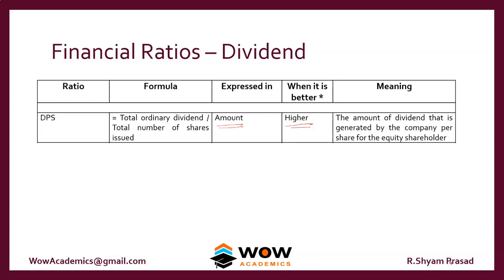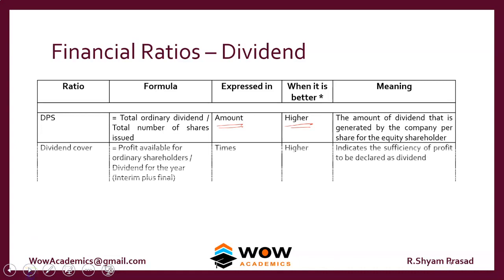If other competitors are giving a lower DPS, then our company also can have a lower DPS. If other competitors are giving higher DPS, our company also should have a higher DPS. So it is not about higher the better or lower the better. It depends again on the context. But usually investors prefer a higher DPS.